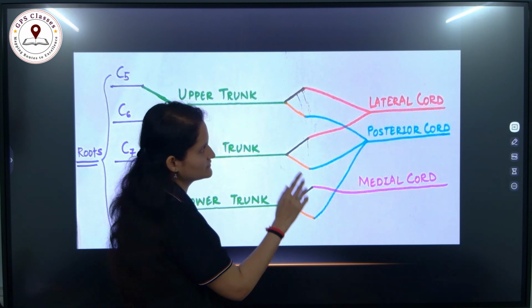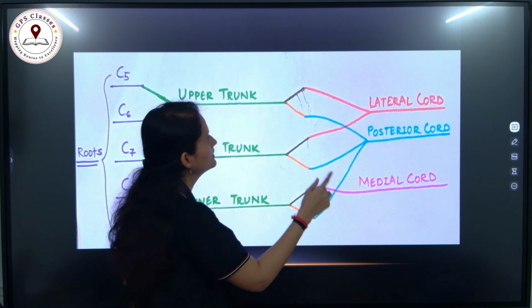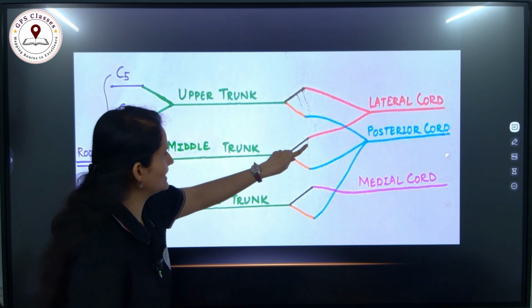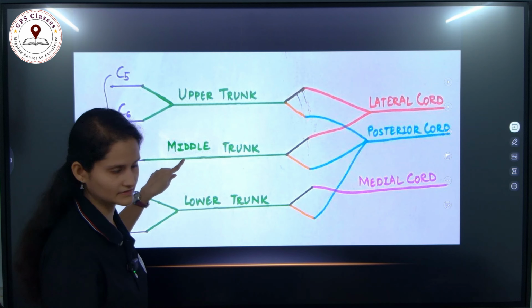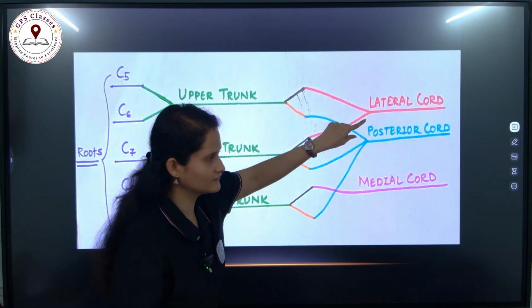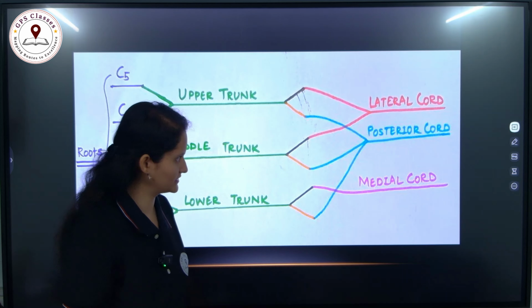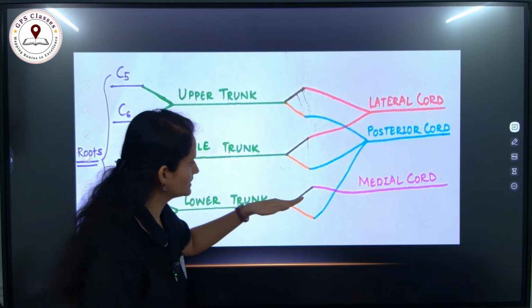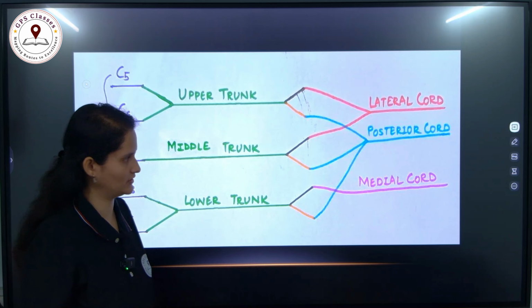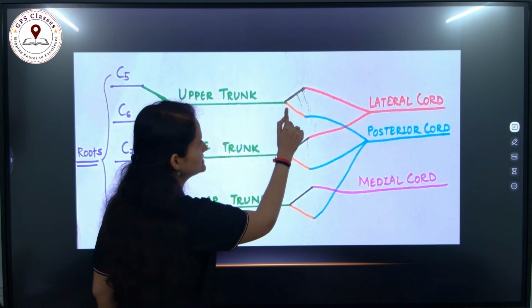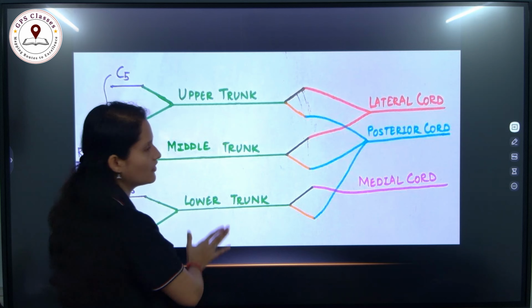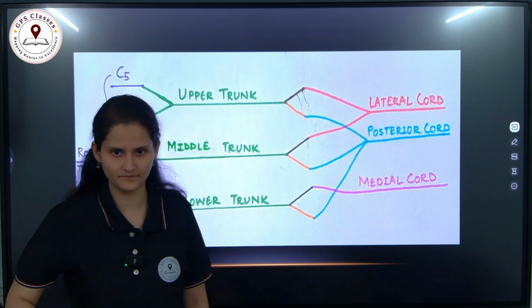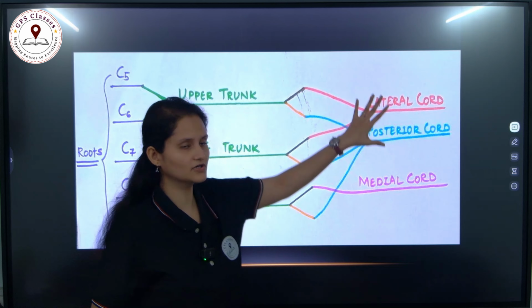Now these divisions will form the cords. Let's see how. The anterior division of the upper trunk and the anterior division of the middle trunk unite together and form the lateral cord. The anterior division of the lower trunk continues as the medial cord, and the posterior divisions of all three trunks unite and form the posterior cord. This is how the cords are formed.